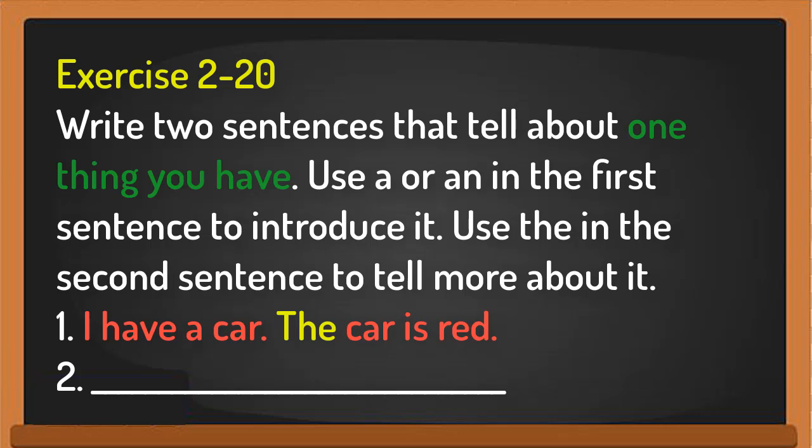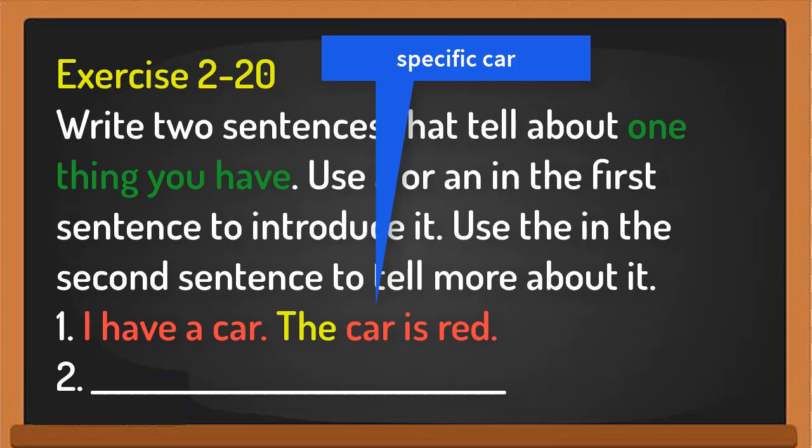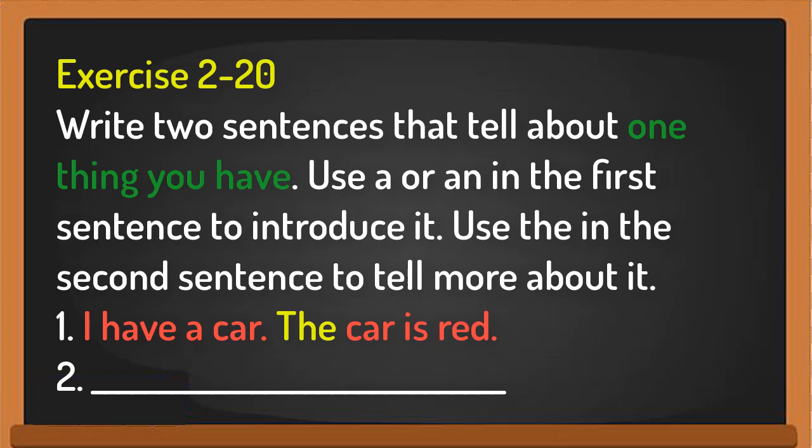Okay, now let's exercise 220. Let's do an exercise about making sentences. Write 2 sentences that tell about one thing you have. Okay, one thing you have, only one. Use a or an in the first sentence to introduce it, right? So you have to use a when you mention it for the first time, and then use the in the second sentence to tell more about it, to explain the things that you introduce. For example, here I wrote, I have a car. So this is a car that is really general, a car. We don't know which one yet, but then I explain it in the second sentence with the car is red. So now the car is very specific because the car that I have is red. So people will know when you mention it.